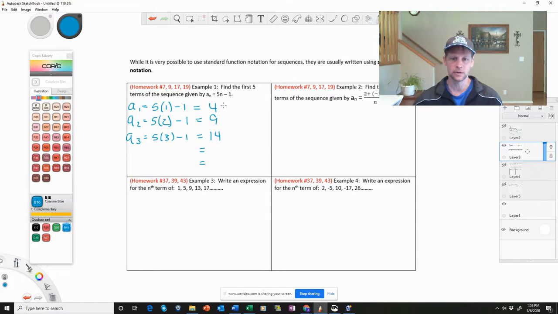I'm not going to bore you with it. You're probably going to figure out what the next ones are. If it's 4, then 9. It seems that it's increasing by 5 each time. So my fourth term will be 19, and my fifth term will have been 24. We could repeat this process for all of them.